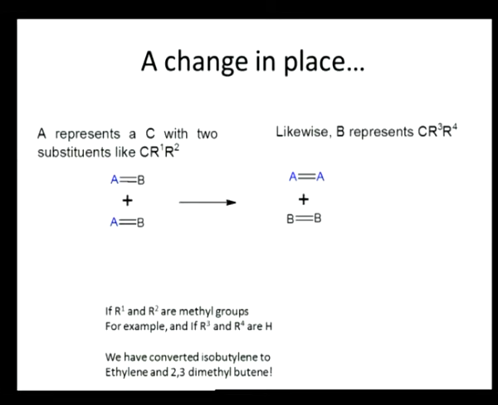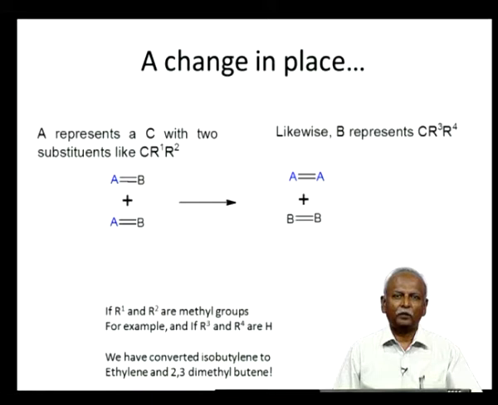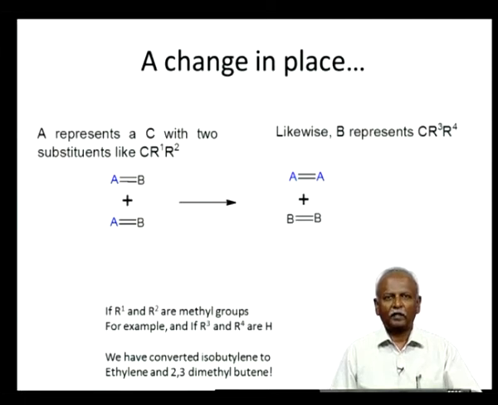In the slide that is before you, you will notice two alkenes, and they are the same alkene AB, which is basically indicative of two alkylidene groups joined together. If we do a metathesis of this AB olefin, then you can get both AA and BB.